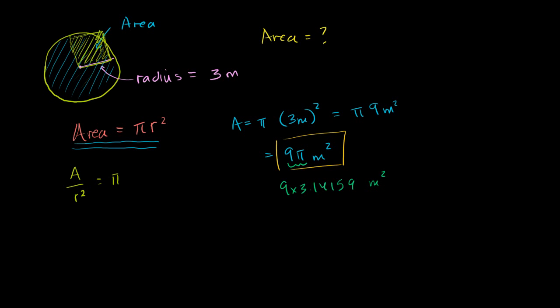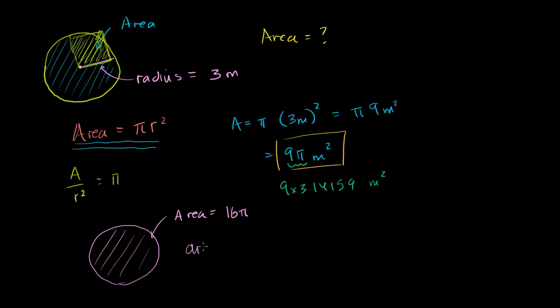Now let's go the other way. Let's say I have a circle like that, and let's say that the area is equal to 16 pi. What is the diameter? What is the diameter of that circle going to be?